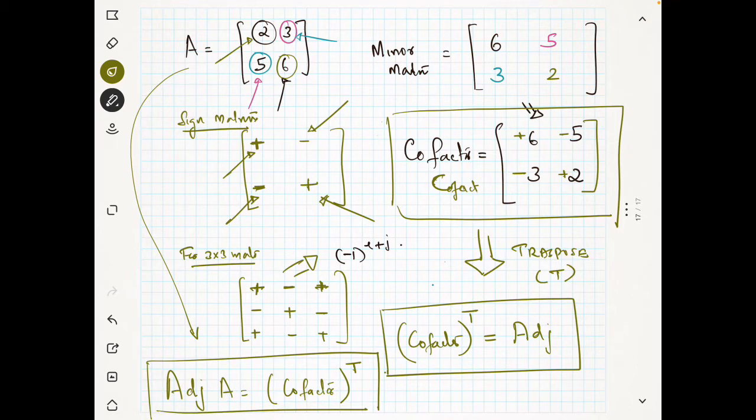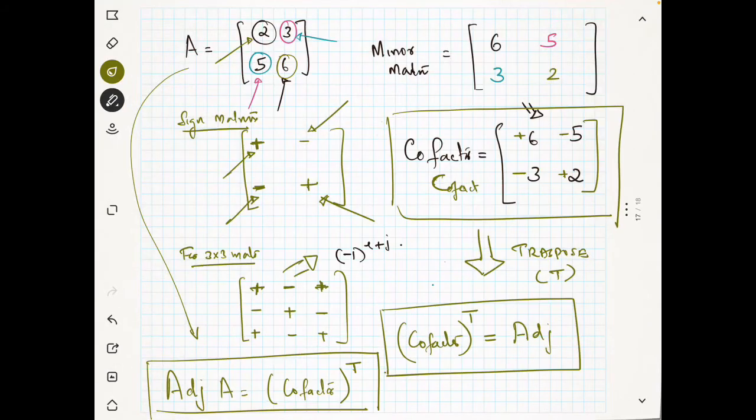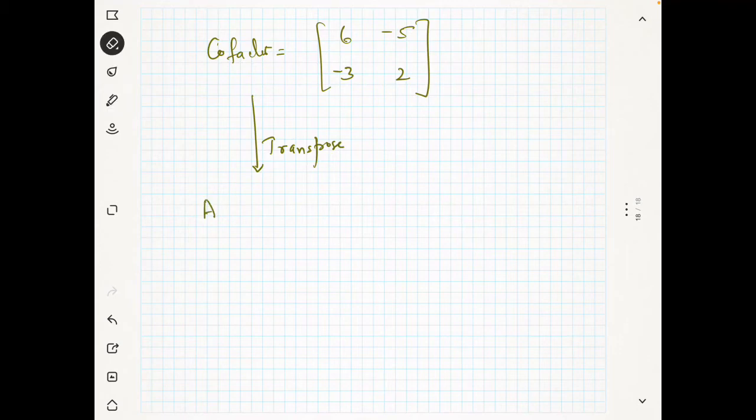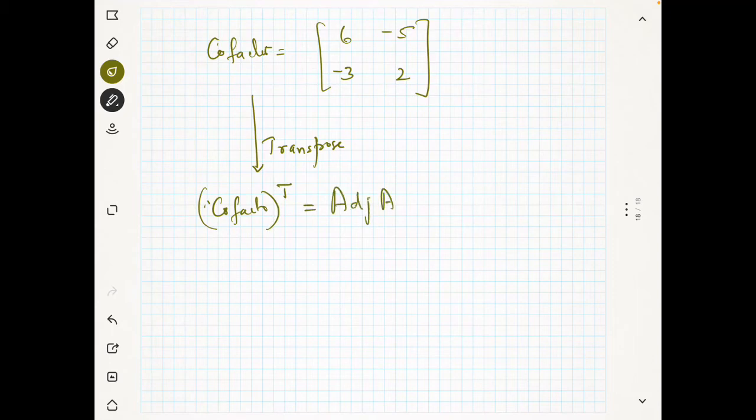So what about the cofactor? We have the cofactor now: 6, minus 5, minus 3 and 2. So cofactor is equal to 6, minus 5, minus 3, and 2. Now I am going to transpose this. So what am I going to get? If I take the transpose of the cofactor, I will get the adjoint of A.